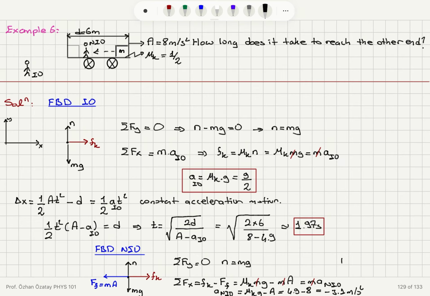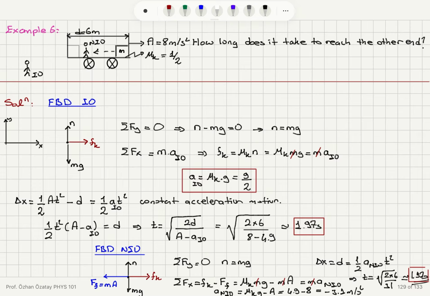So with this acceleration, we have a displacement delta x equals d, which is 1 over 2 times the acceleration reported by the non-inertial observer times t square. Therefore, we find that t is square root of 2 times 6 divided by 3.1, which is the same answer, 1.97 seconds. So whether we solve it with inertial reference frame or non-inertial reference frame, we should obtain the same result.